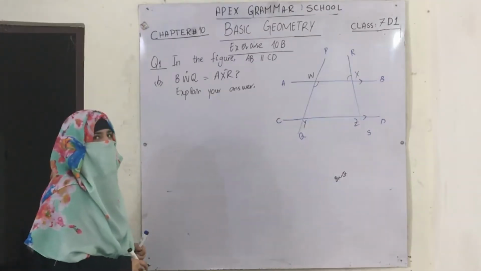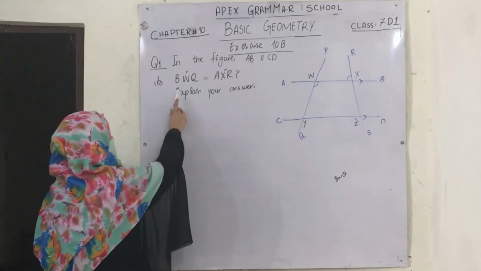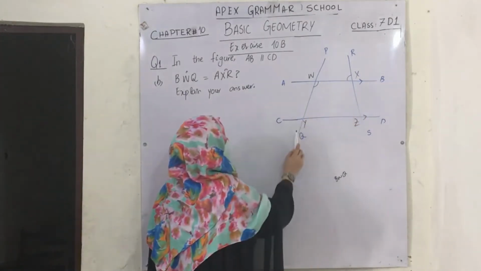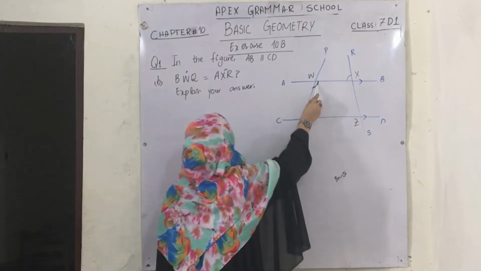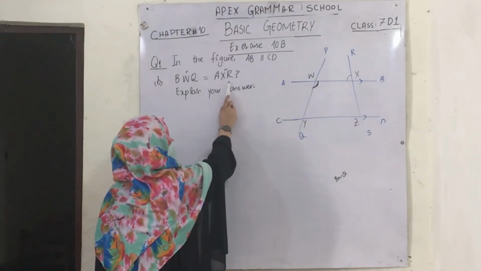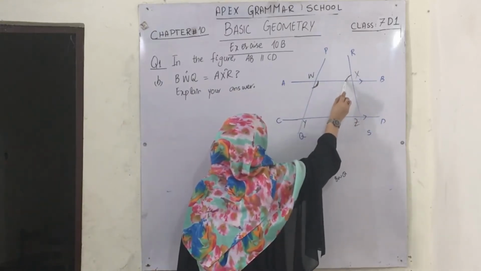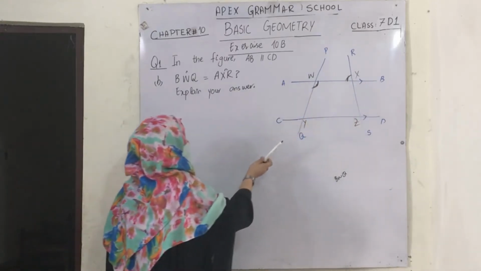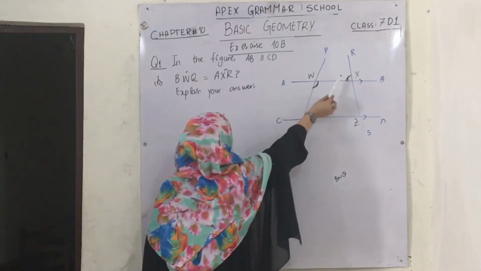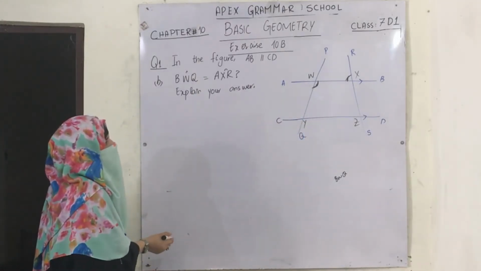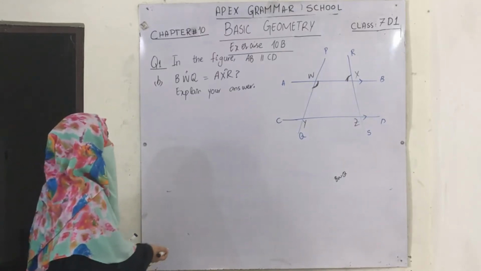In question number 1, B part, you are asked whether the angle BWQ is equal to the angle AXR. So they have asked you whether this angle and that one are equal or not. If yes, then we have to explain, or if no, then we again have to explain.